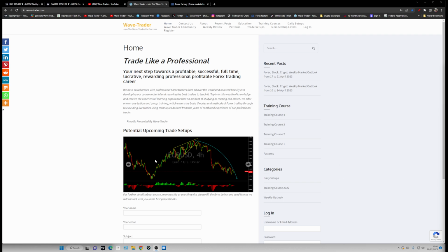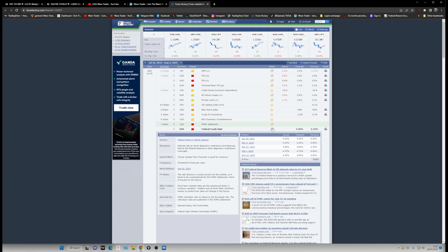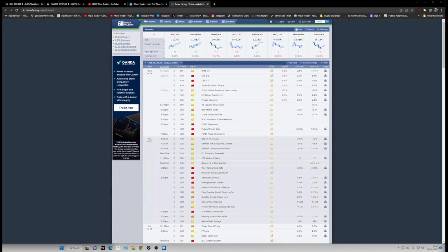So we are having the Fed rate decision today, and the dollar is struggling simply ahead of that decision. The dollar was pricing in nicely ahead of that rate decision, but today the dollar started to struggle ahead of the Fed rate decision. If I look at the calendar, the calendar says that the Fed is going to raise the interest rate with another 25 basis points today.